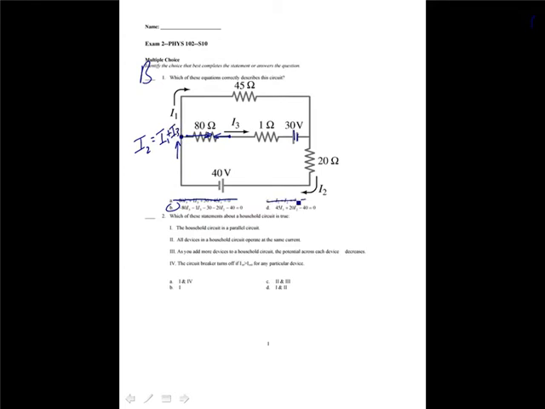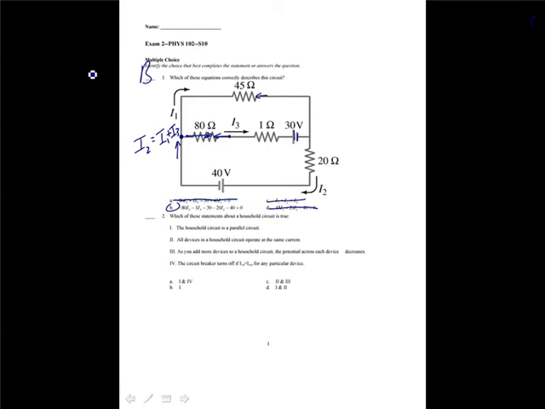And then we have 45I1 plus 20I2, so that's 45I1 that's going in this direction, plus 20I2, that would be coming down here, but that's the wrong sign, so that's not the right one. So B is the right answer.